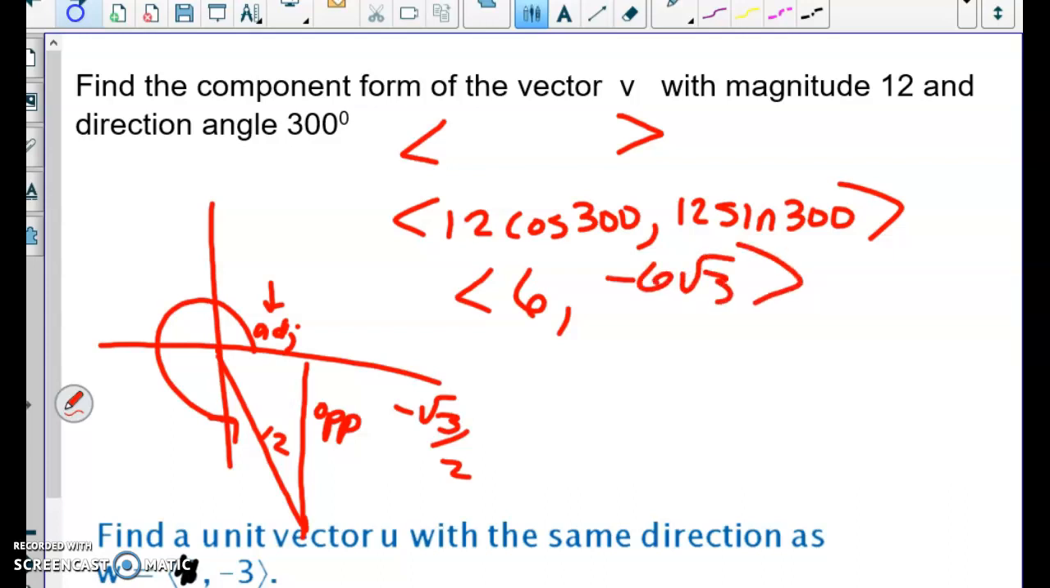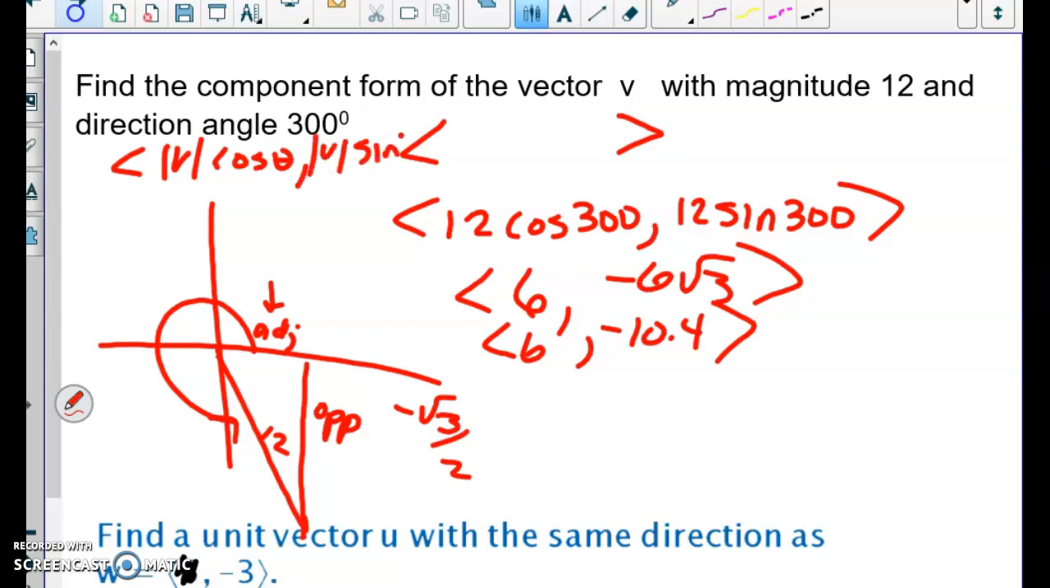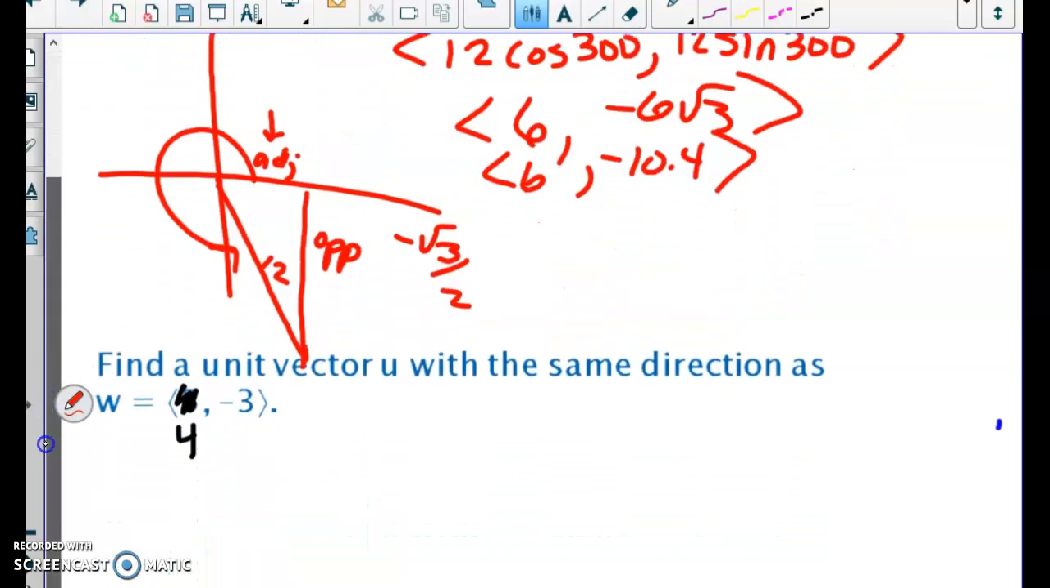Or, if you're cranking on your calculator, you get that. So the way to find component form would be to do the magnitude of your vector times the cosine theta, and the magnitude of your vector times the sine of theta. That is how we go about finding that.